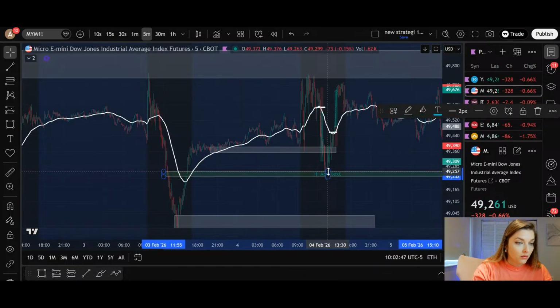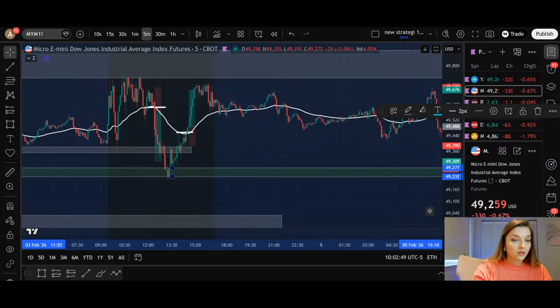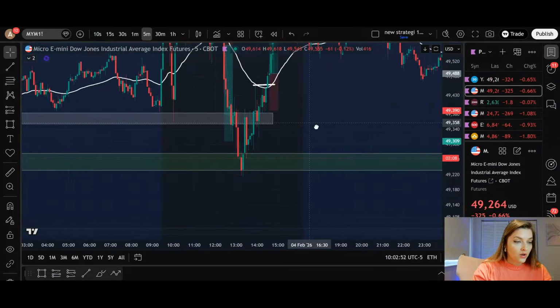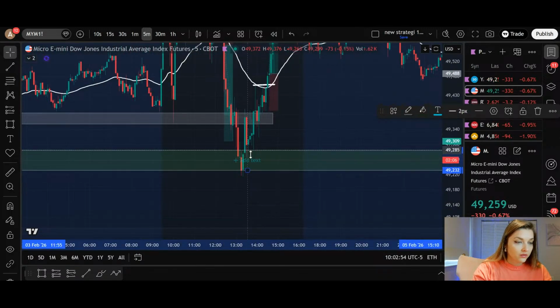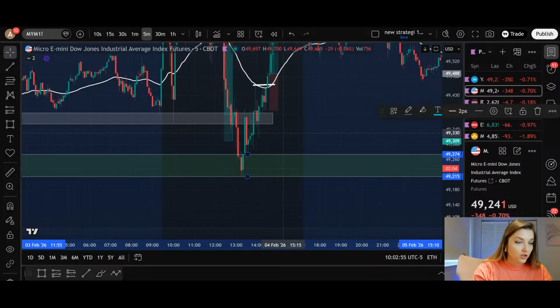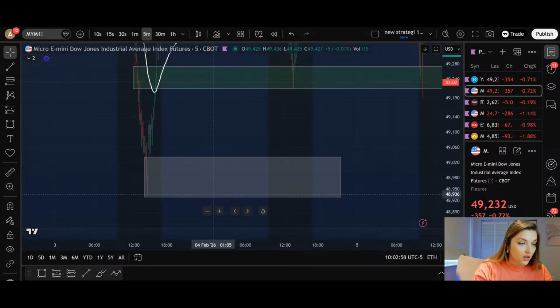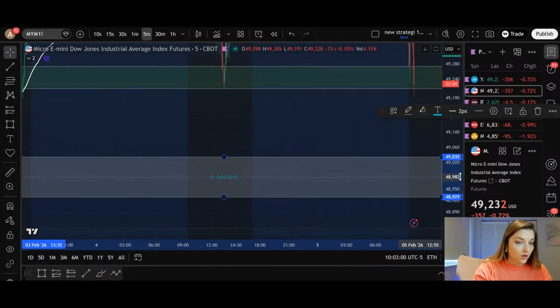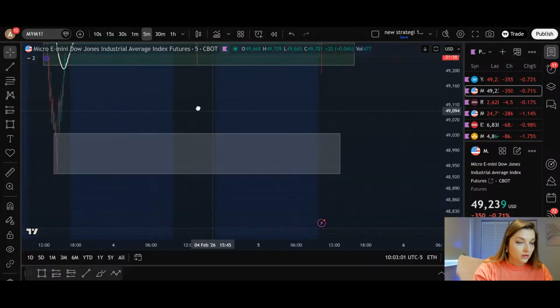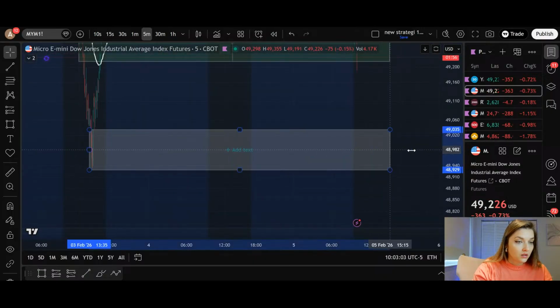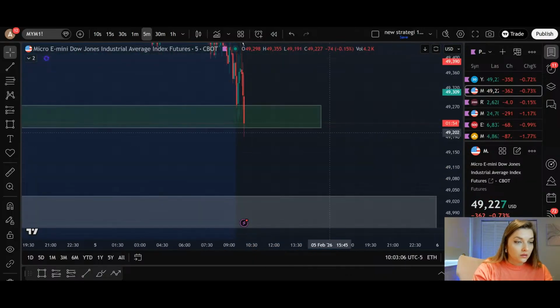Okay, so now I'm watching this area. Now I'm watching this area right here and this area right here. So let's see how the price wants to react around here.